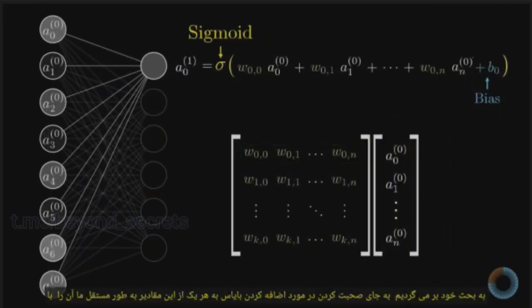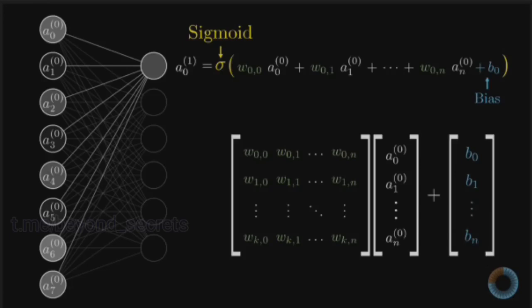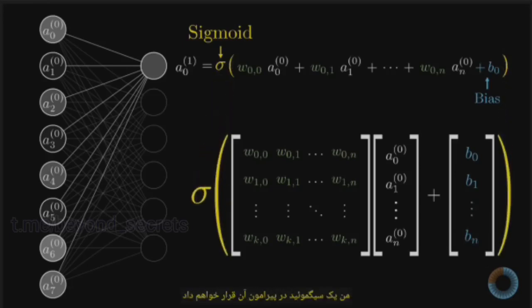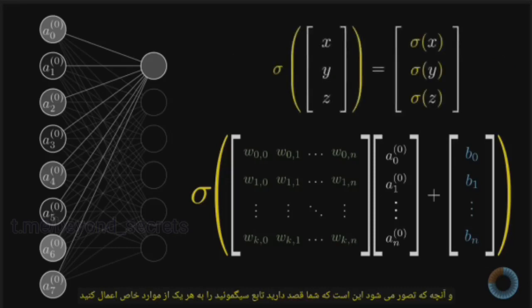Back to our expression, instead of talking about adding the bias to each one of these values independently, we represent it by organizing all those biases into a vector, and adding the entire vector to the previous matrix vector product. Then as a final step, I'll wrap a sigmoid around the outside here. And what that's supposed to represent is that you're going to apply the sigmoid function to each specific component of the resulting vector inside.